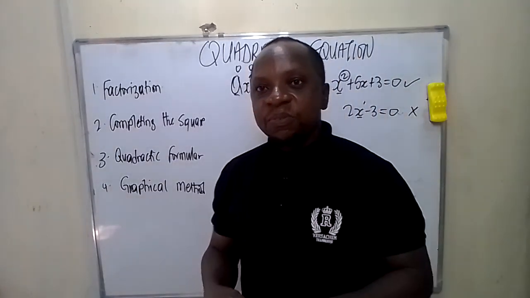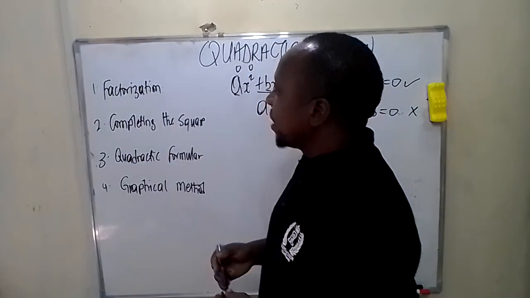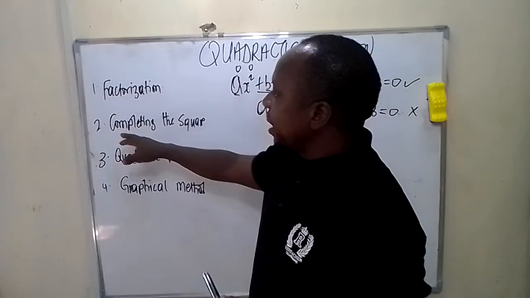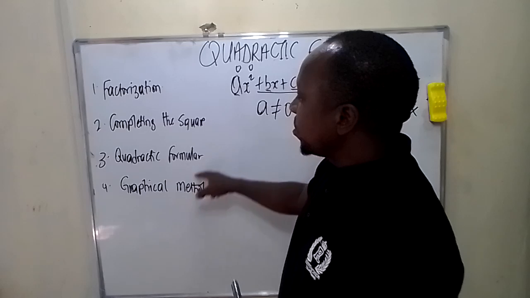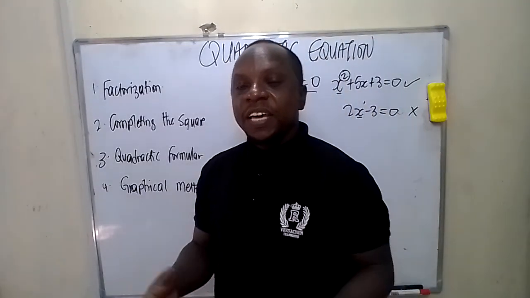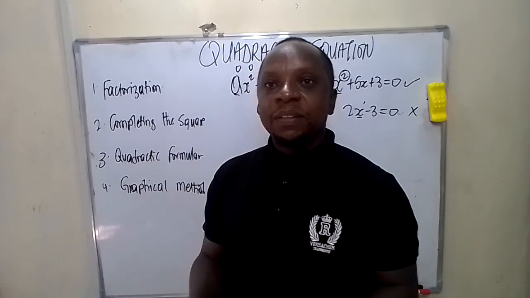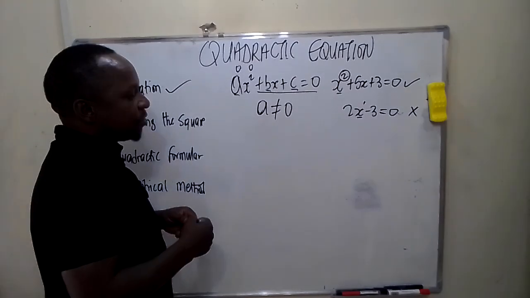There are 4 methods of solving quadratic equation. 1. We can solve by factorization. We can solve by completing the square method. We can solve by quadratic formula method. And lastly, we can solve by graphical method. In this tutorial, I'll be solving by factorization. I'll be using the method of factorization.